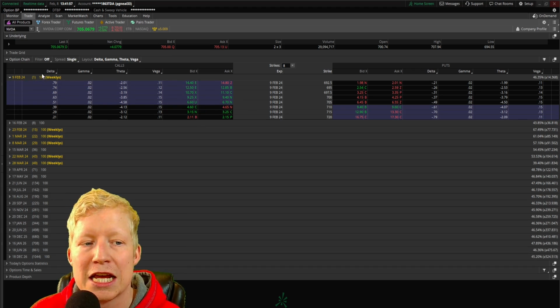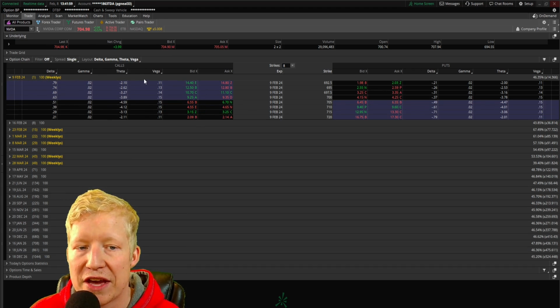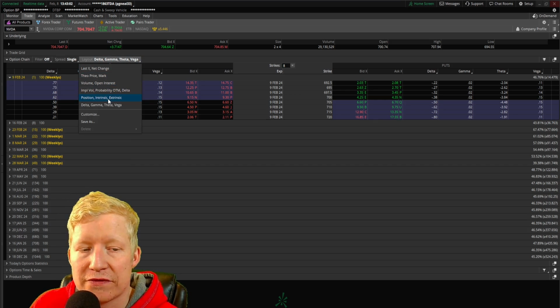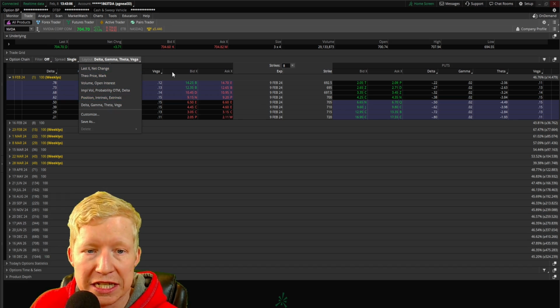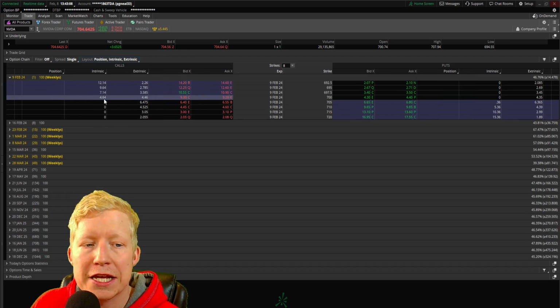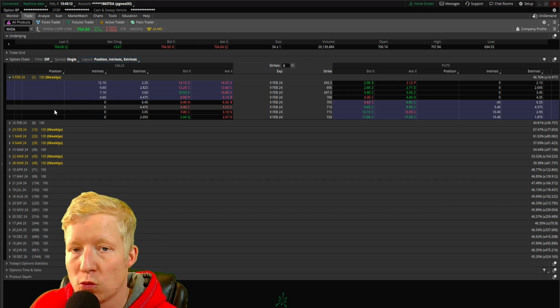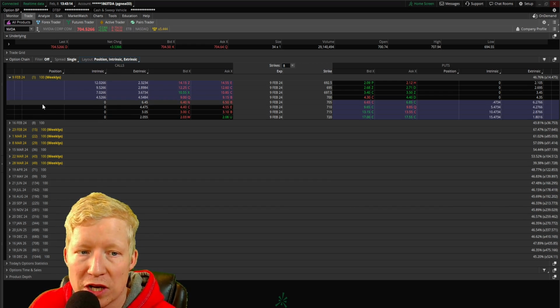Hopefully that made sense. You now should understand delta, gamma, theta, vega. Next, I said we were going to talk about intrinsic versus extrinsic value. So if I click on this layout here, I can switch, obviously, to what columns are showing. If I go to position, intrinsic, extrinsic, your position, of course, would show if you had a position. I don't, so nothing's over there.